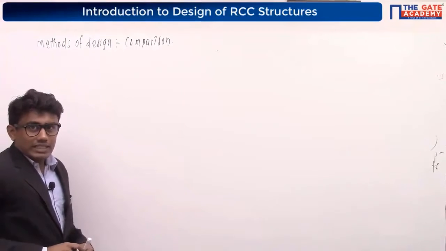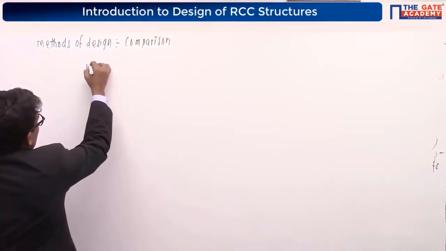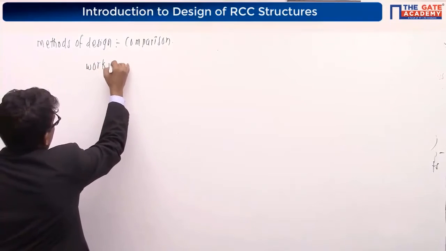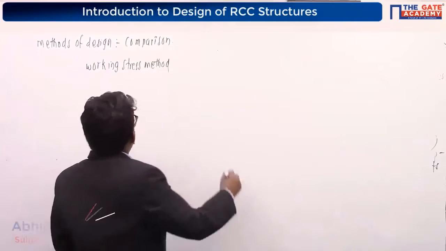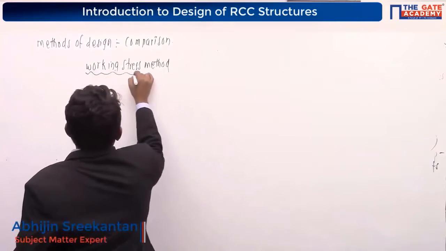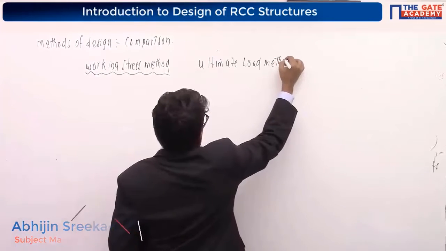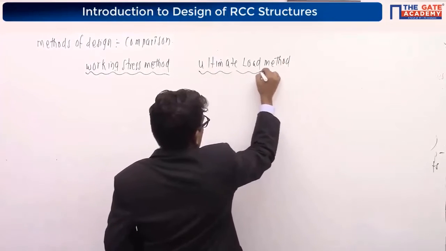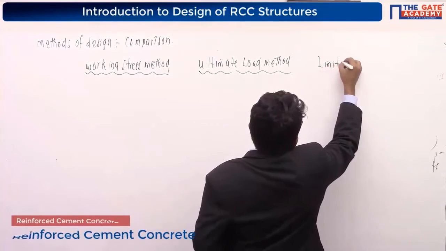So as I have discussed, we have three methods of design. First one I am writing it here, that is the working stress method, right? We have our ultimate load method, or I am going to call it the load factor method, both are same. And we have our limit state method of design.